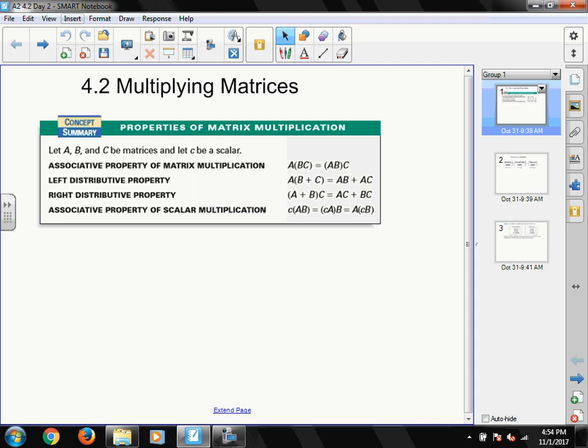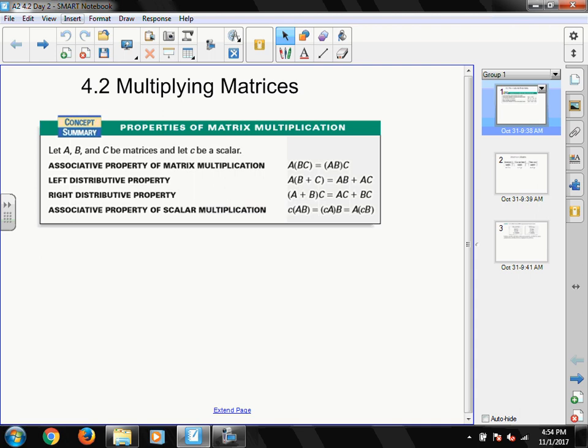So if A and then B plus C is in parentheses, so that A is to the left, then when we distribute, A will stay on the left. So you're going to get matrix A times matrix B plus matrix A times matrix C. Same thing with the right distributive property. If I'm distributing from the right, matrix C, then I'm going to keep matrix C on the right. So A times C plus B times C is going to be that.